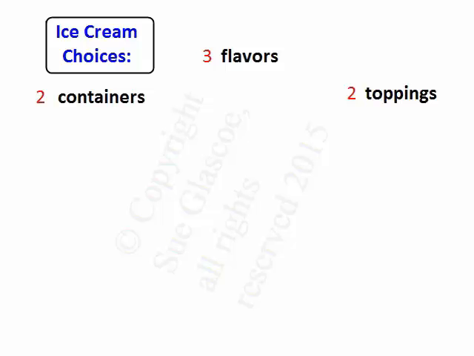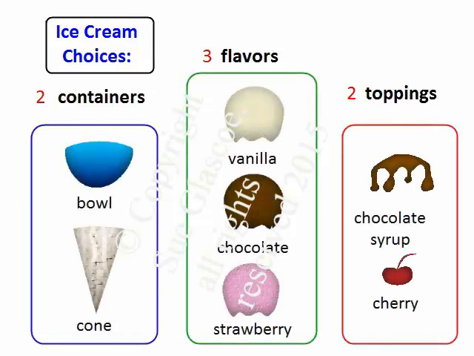Let's take a closer look at Henry's choices. There were 2 containers, 3 flavors, and 2 toppings. More specifically, we had a bowl or a cone. The 3 flavors were vanilla, chocolate, and strawberry, and the 2 toppings were chocolate syrup or a cherry on top.